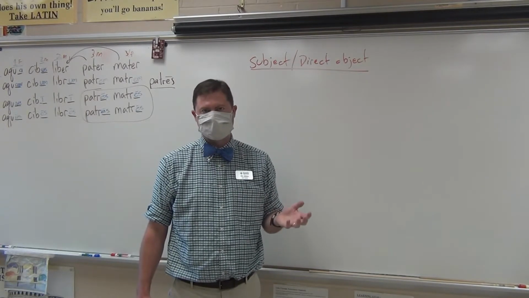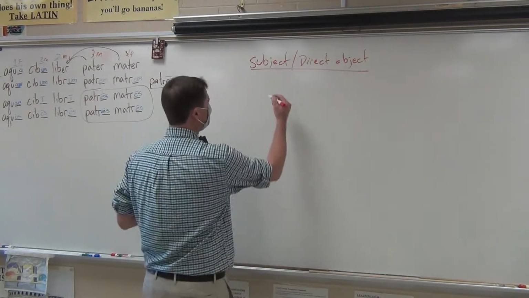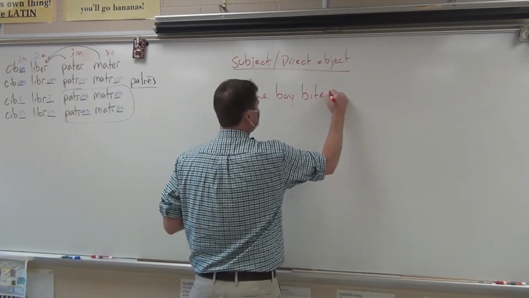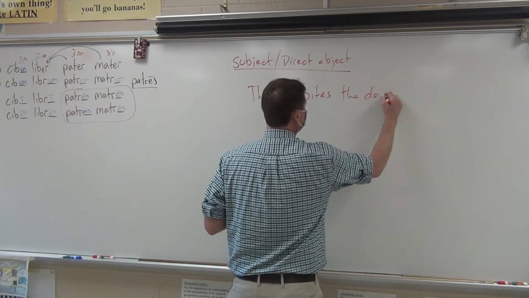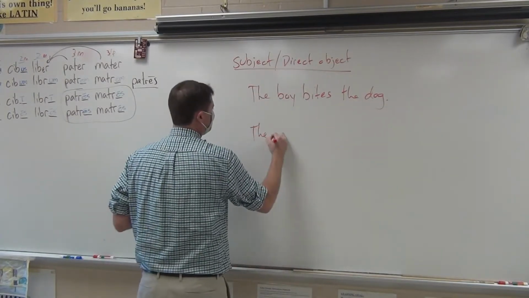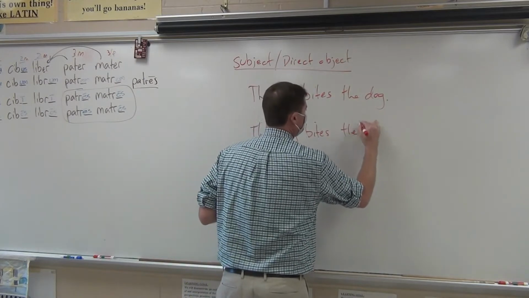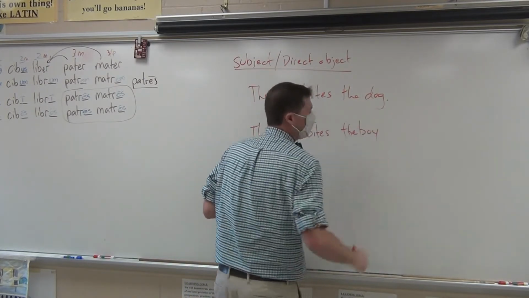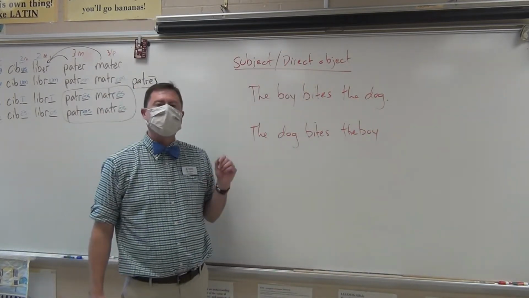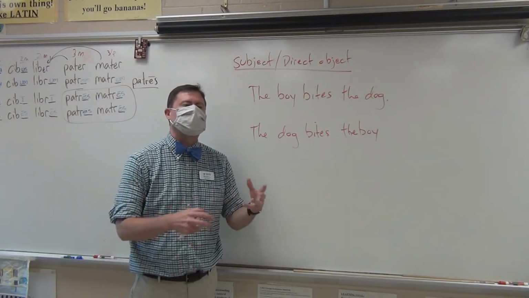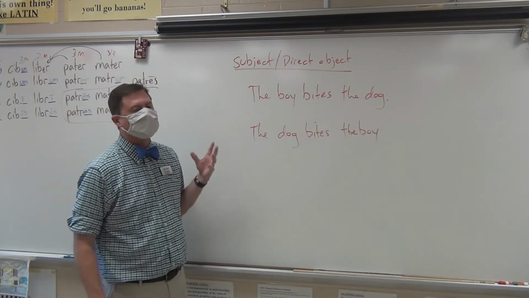Now, if we consider the two sentences, the boy bites the dog, and the dog bites the boy. In English, we will know what is the subject, the doer, versus what is the direct object, the receiver of the action, by the word order.